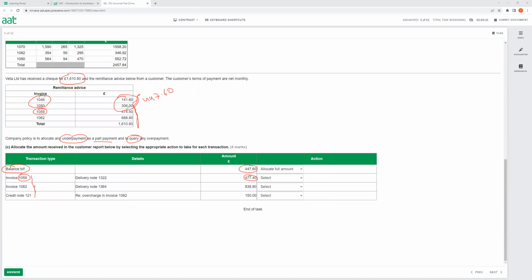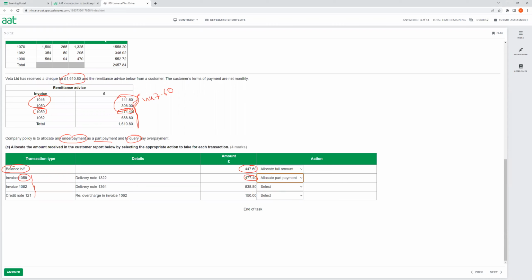The next one we can see is invoice number 1059. The invoice was due 477.40, but he paid 474. It's supposed to be 477, but he paid 474. So he paid slightly less. So it's underpayment. If there is underpayment, the question said to allocate it as a part payment. So it's a part payment because it's underpayment.